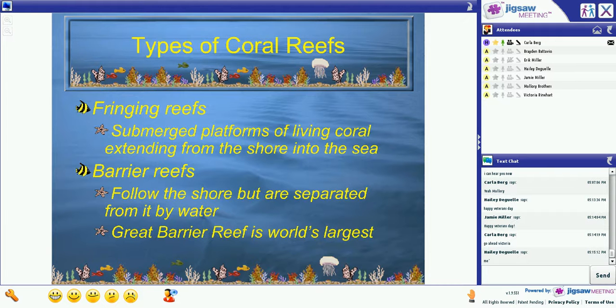There's a couple of different types of coral reefs. Fringing reefs are platforms of coral that extend from the shore into the sea. If you've been snorkeling and you stood on the beach when you started and swam out to the coral reef, then you were snorkeling on a fringing reef, most likely. A barrier reef is like the Great Barrier Reef, the world's largest reef. Barrier reefs follow the shape of the shore, but are separated from the shore by water. You would have to swim over an area of sand or an area of rock before you get to the reef.